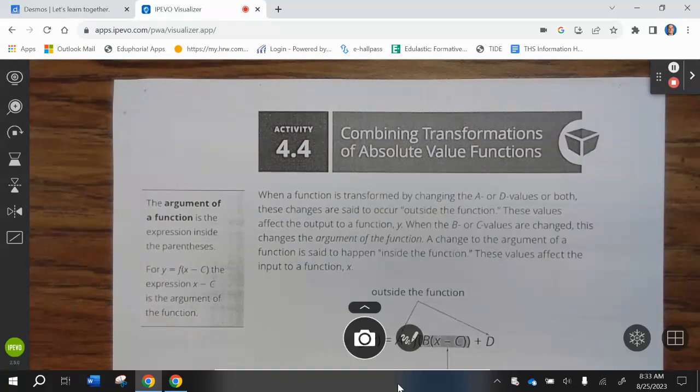When a function is transformed by changing the a or the d values or both, these changes are said to occur outside the function. These values affect the output of a function, y. When the b or c values are changed, this changes the argument of the function. A change to the argument of a function is said to happen inside the function. These values affect the input of a function, x.